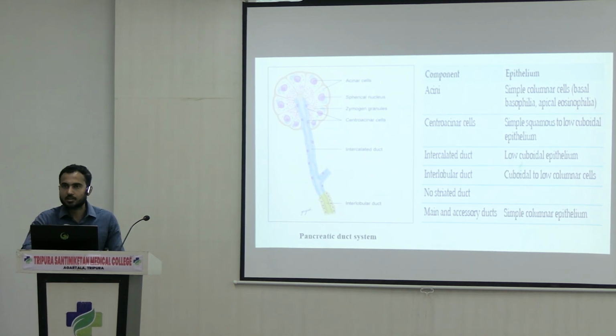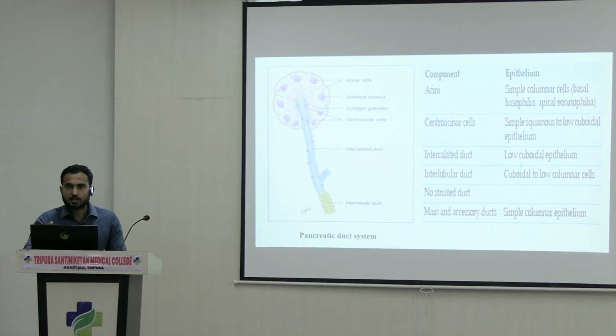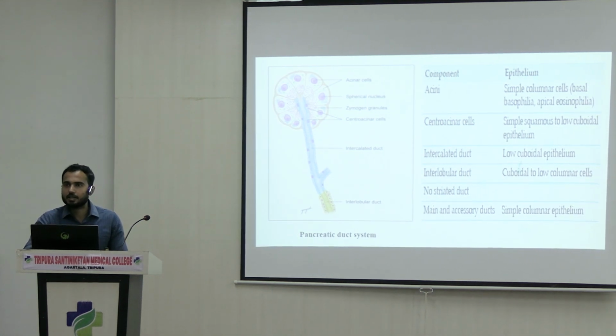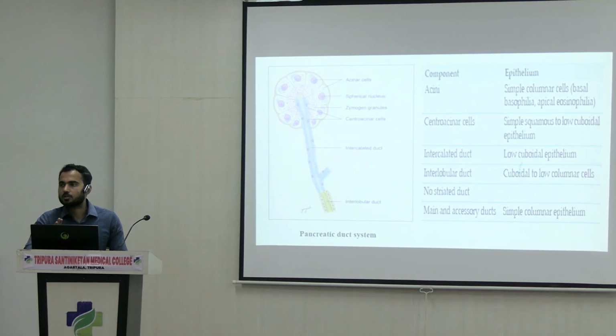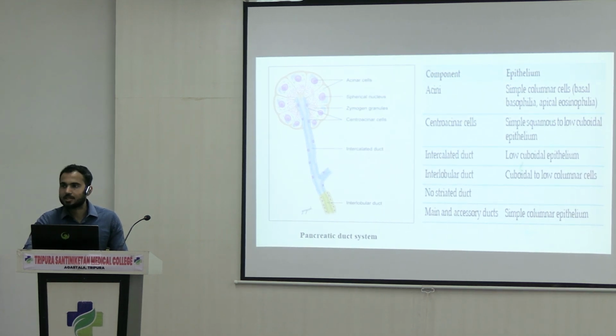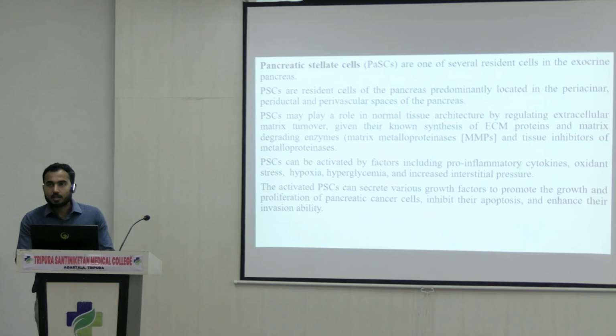In the smaller duct, it is squamous epithelium to low cuboidal. Then in medium sized duct it will be cuboidal, and in large sized duct the lining epithelium will be columnar epithelium. This is the transition, and in most of the cases this pattern is followed.